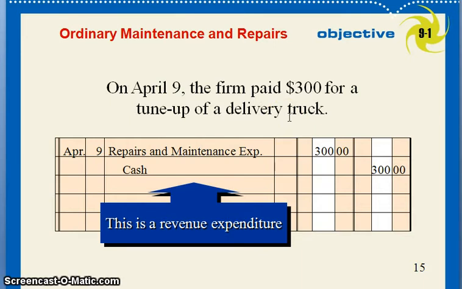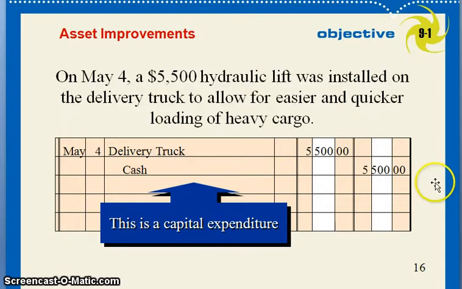Clearly the tune-up of a delivery truck is going to be a routine and necessary expense. So there's your debit to repair or maintenance expense and a credit to cash. And it's a revenue expenditure. Now you've got a capital expenditure. You've got a $5,500 hydraulic lift installed on a delivery truck.